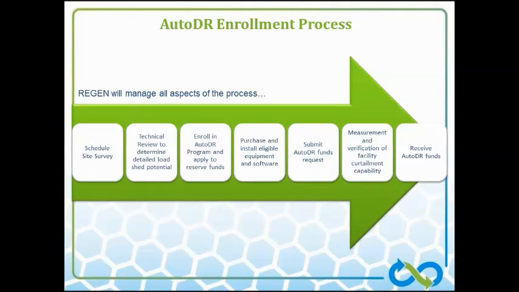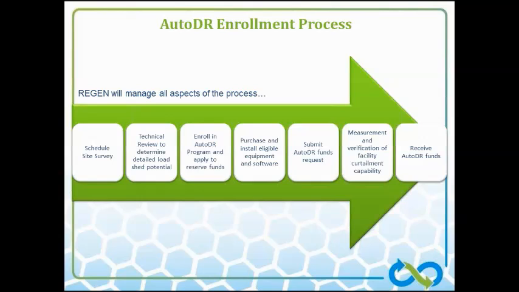It would be enrollment in an AutoDR program, and then apply to reserve the funds, purchase and install the eligible equipment, submit the AutoDR funds request, measurement verification through the M&V engineers that each utility has assigned, and then ultimately receiving the AutoDR funds. This is not a short process. This is not a simple process.